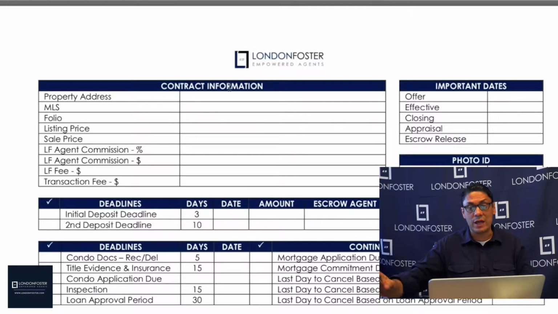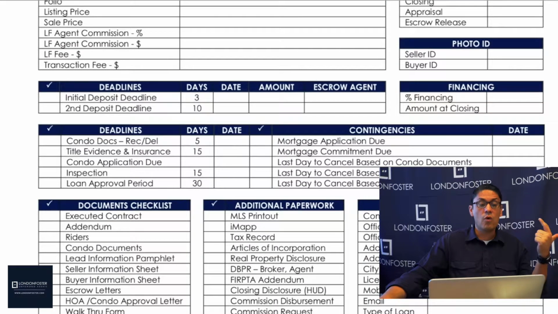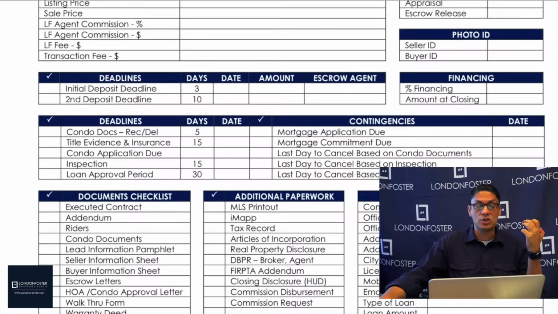You're also going to have on the right hand side a list of the important dates: when the offer was made, when it became effective, in other words when it was countersigned, when it's closing, when the appraisal is, and when the escrow needs to be released. It also has all your deadlines. It has when your initial deposit deadline is, when your second deposit deadline is. It's going to have your condo docs, title evidence, condo application, inspection, loan period. All those dates and deadlines are going to be on there.